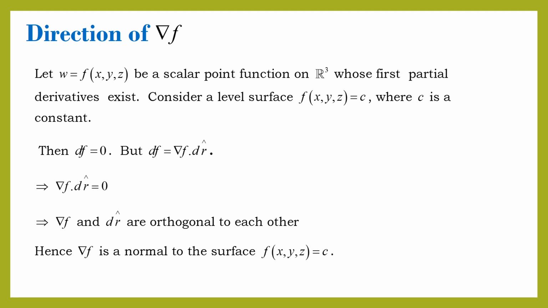If the dot product between two vectors is 0, what we can say about them? Those two vectors are orthogonal to each other. Here, del f and dr cap are orthogonal to each other because their dot product is 0. Dr cap represents the tangent vector, so del f represents a normal vector. So del f is always perpendicular to the given surface.